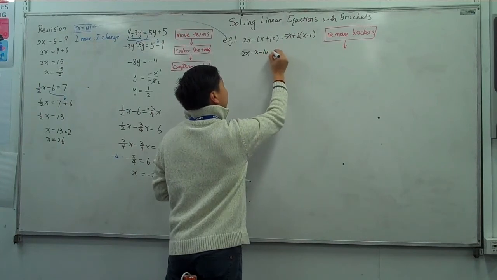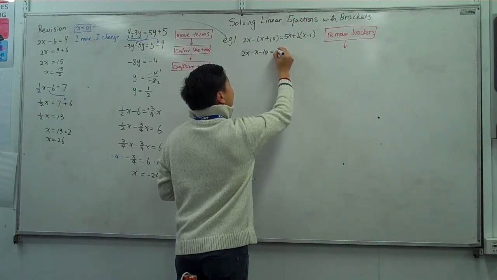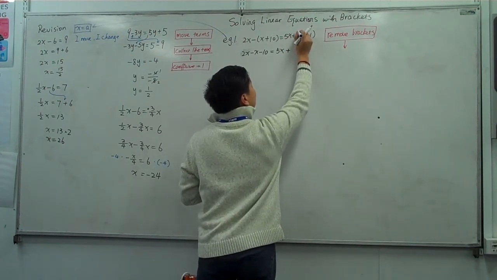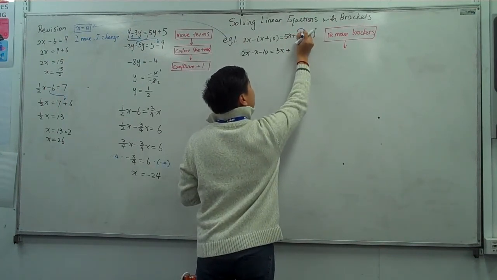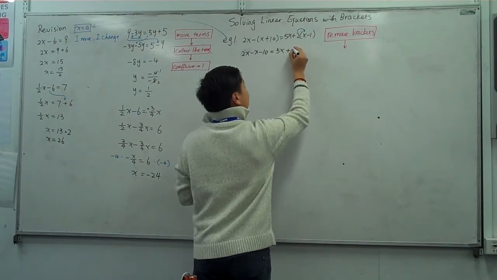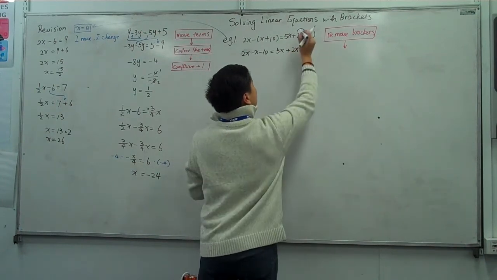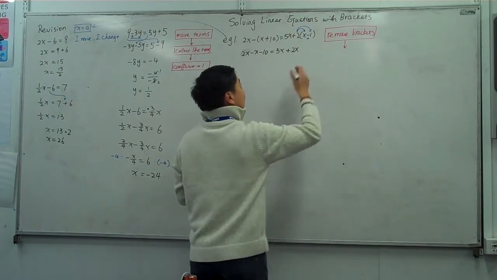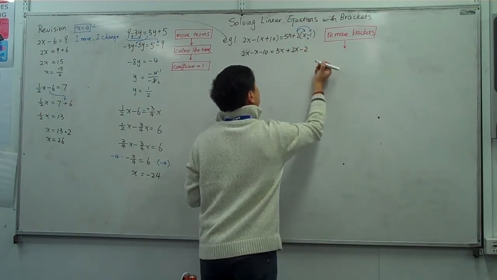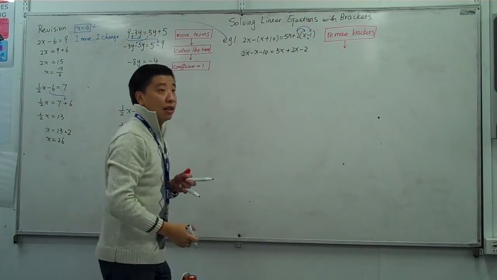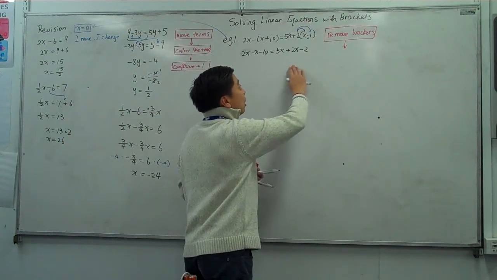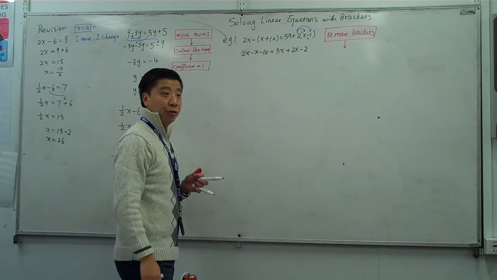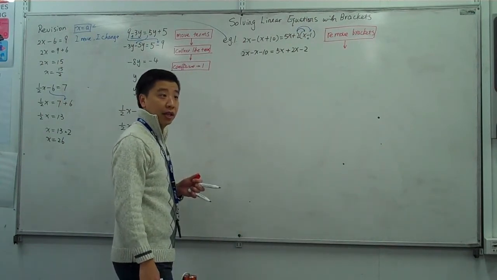Good. Equals 5x plus, for this one we have the coefficient in the front, so I have to do the expanding. 2 times x is 2x. And then 2 times negative 1, I still have to emphasize negative, so it's negative 2. Now, we rewrite this equation by removing the brackets. Now I've got the new equation here.